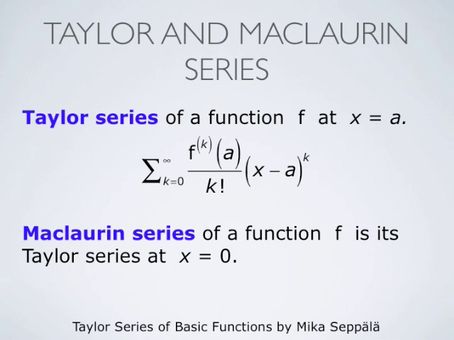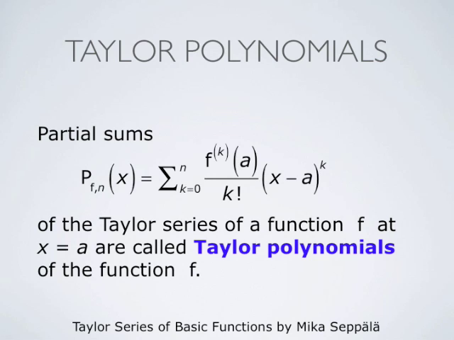So the Maclaurin series of a function f is its Taylor series at x = 0. So Maclaurin series is a special kind of Taylor series. Partial sums of the Taylor series, that is, polynomials which are of the form summation k from 0 to n, the kth derivative of f at a divided by k factorial times (x - a)^k, are called Taylor polynomials of the function f at x = a.